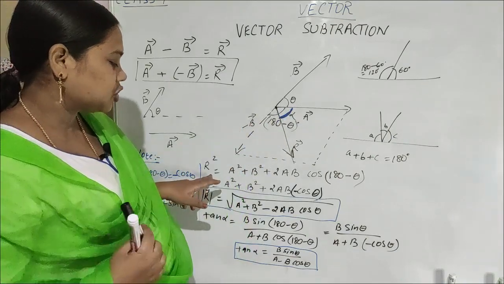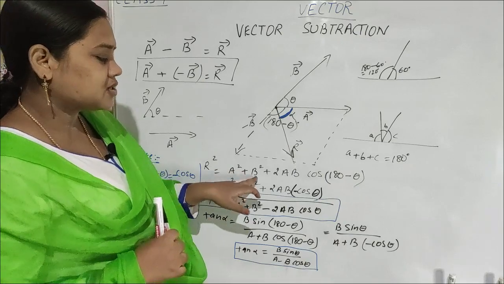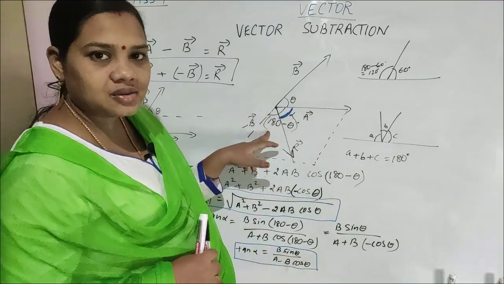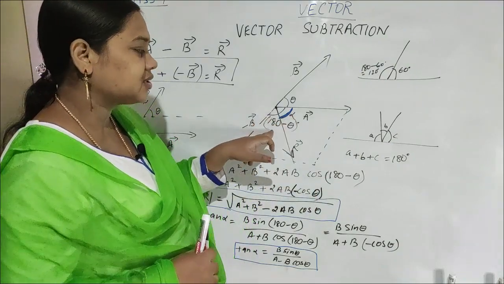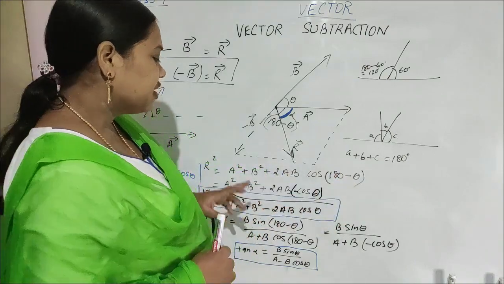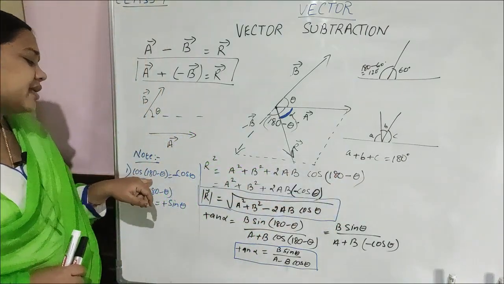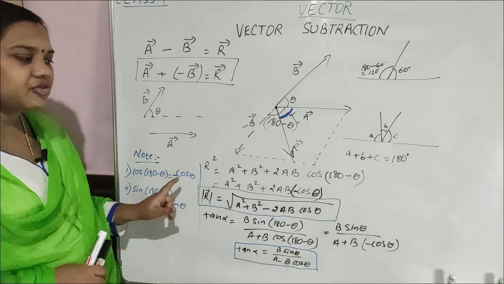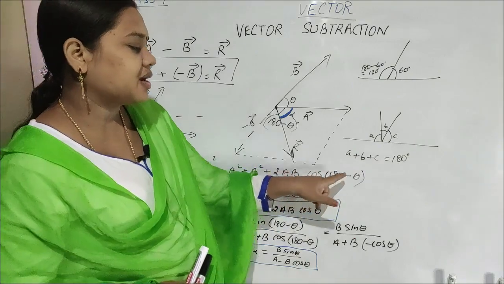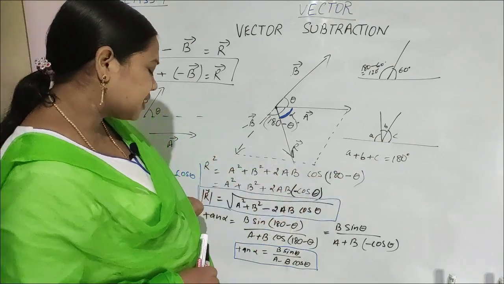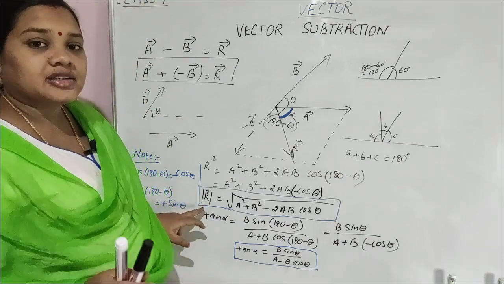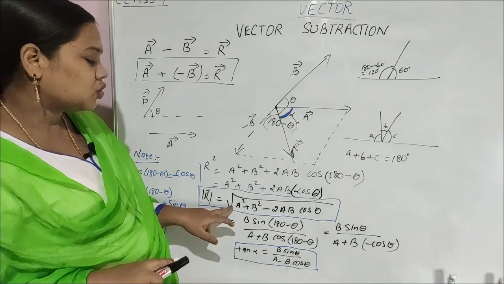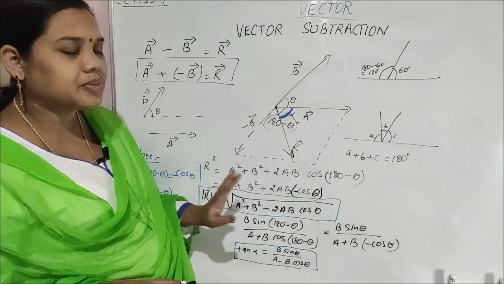Then magnitude r square equals a square plus b square plus 2ab cos theta. But here theta is the angle between the vectors, which is 180 minus theta. We have two points: cos(180 minus theta) is minus cos theta, sin(180 minus theta) is plus sin theta. That one we have to use there. So what is the magnitude? Magnitude of vectors is always positive. So the magnitude of vector r is the square root of a square plus b square minus 2ab cos theta.